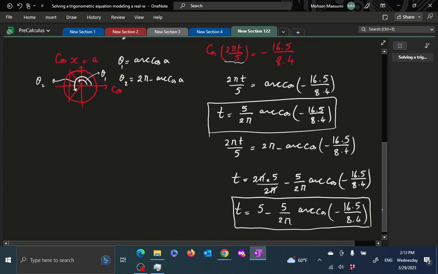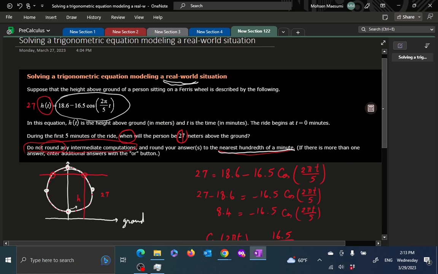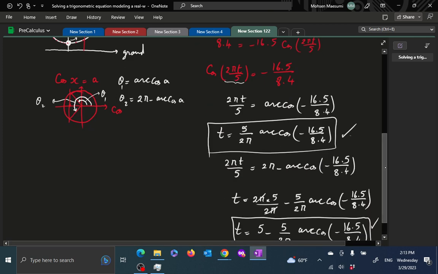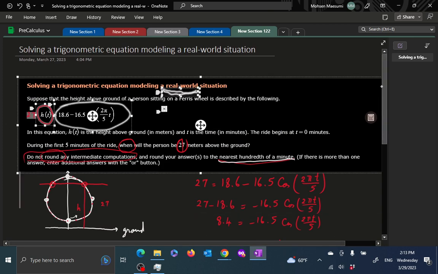This is the first time, and the second time you just enter it in your calculator and then you'll be all done. So issue number 1. Here's a Ferris wheel. So it's a circle. What's the radius of it? So what is the radius?